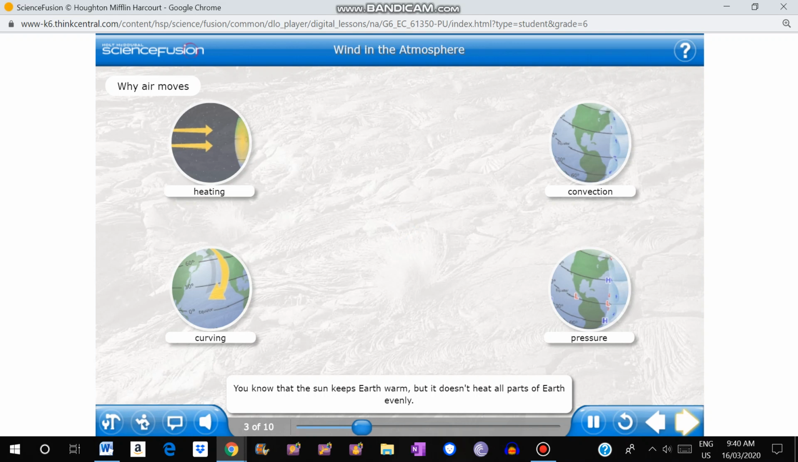You know that the sun keeps Earth warm, but it doesn't heat all parts of Earth evenly. This uneven heating causes air to move, causing wind. Click the images to learn more.